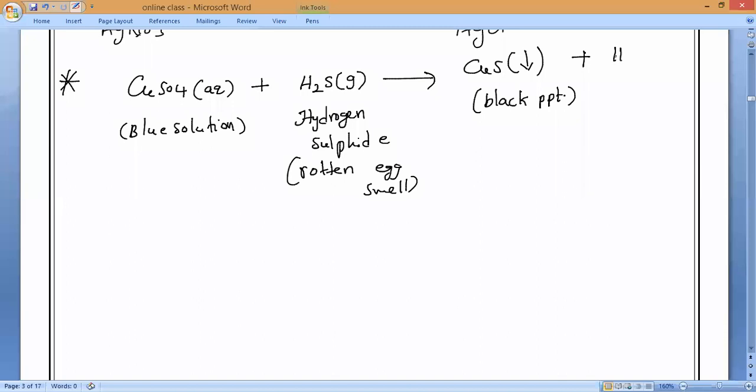Plus, it will give H2SO4 in aqueous state. H2SO4 means sulfuric acid. You have to remember that. Please write it. Is it already balanced? It's already balanced, just check it. Clear? Everyone? Any doubt in this reaction?